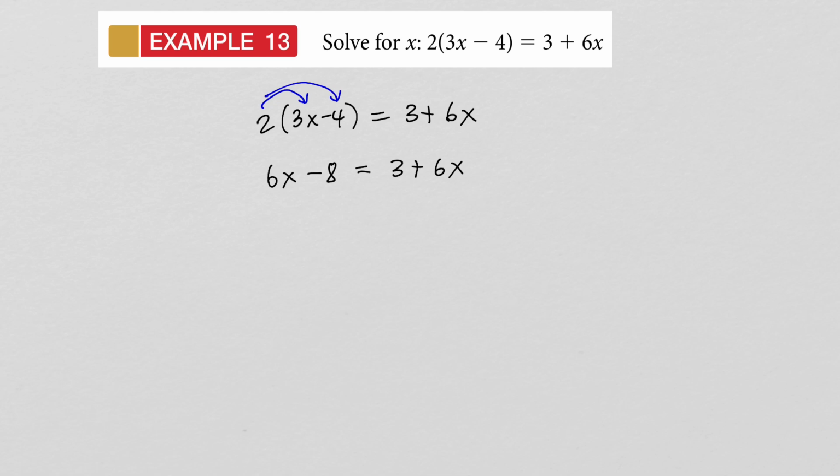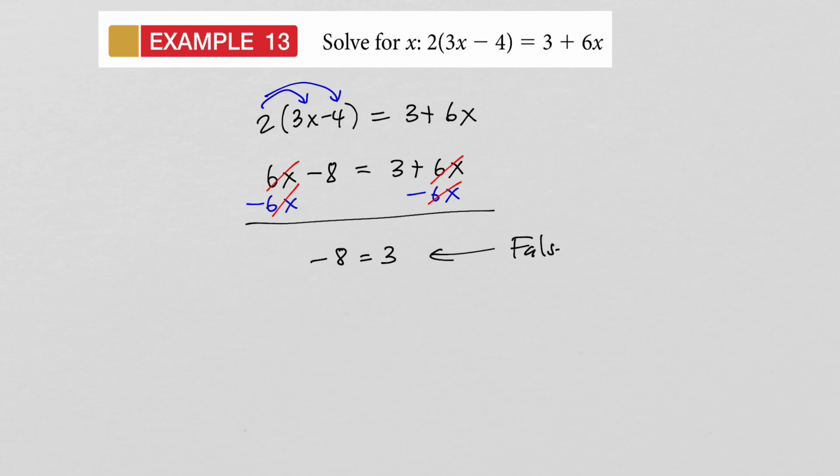Now to solve here, I need to subtract 6x from both sides to get the x's on one side of the equation. But when you do that, something unique happens here. All of the variables cancel. And what you end up with here is negative 8 is equal to 3. And this, of course, is false, right? It is not true that negative 8 is equal to 3. So because this is a false statement, what that means is that this problem has no solution.